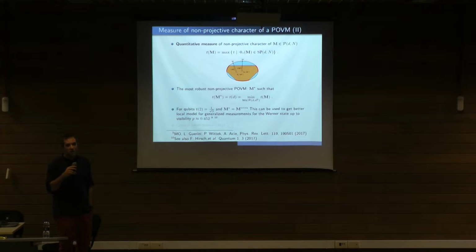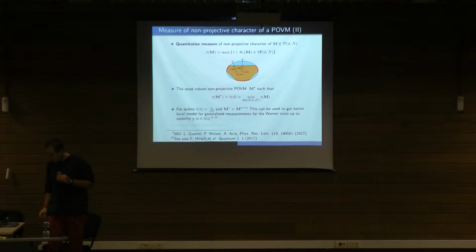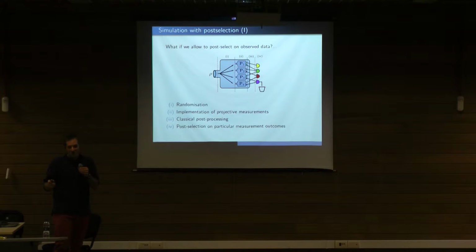And using pretty much similar ideas to the ones given in the previous talk, we were able to boost the local model for generalized measurements of a Werner state up to the visibility of this order. However, in general, we just have the lower bound on this critical visibility, that is like 1/d. In general, we don't know more. And now I can move to the result.